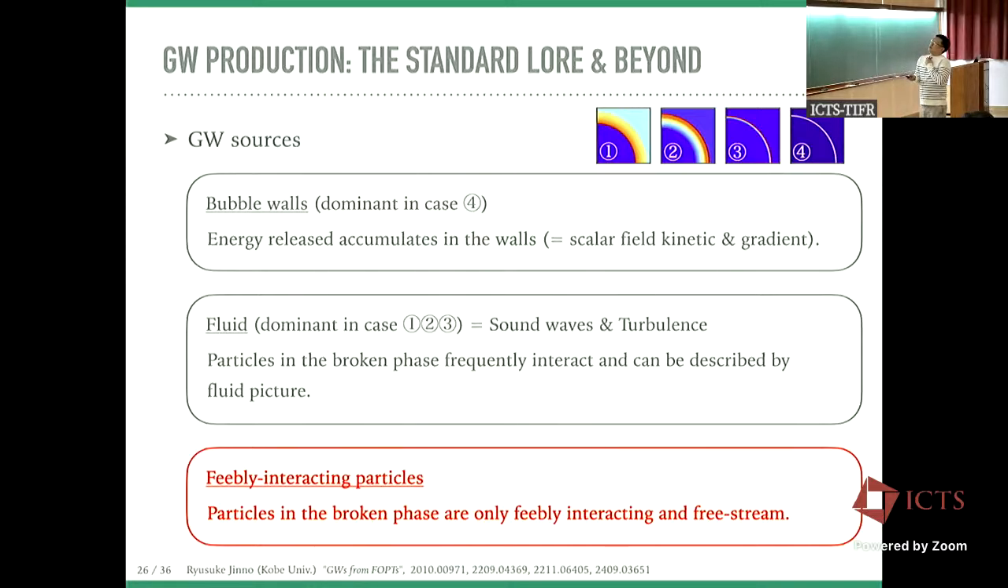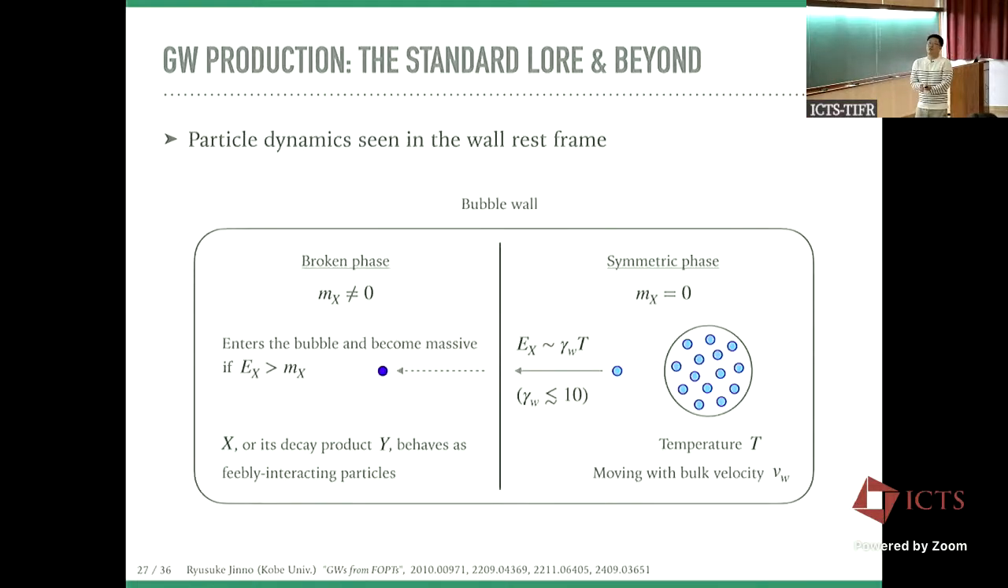Because in the fluid contribution, particles in the broken phase frequently interact with each other, and that's the reason why these particles can be described by a fluid picture. But if these particles have only feeble interaction, then particles in the broken phase start to free stream. So we expect qualitatively different gravitational wave production. So this is the picture we have in mind.